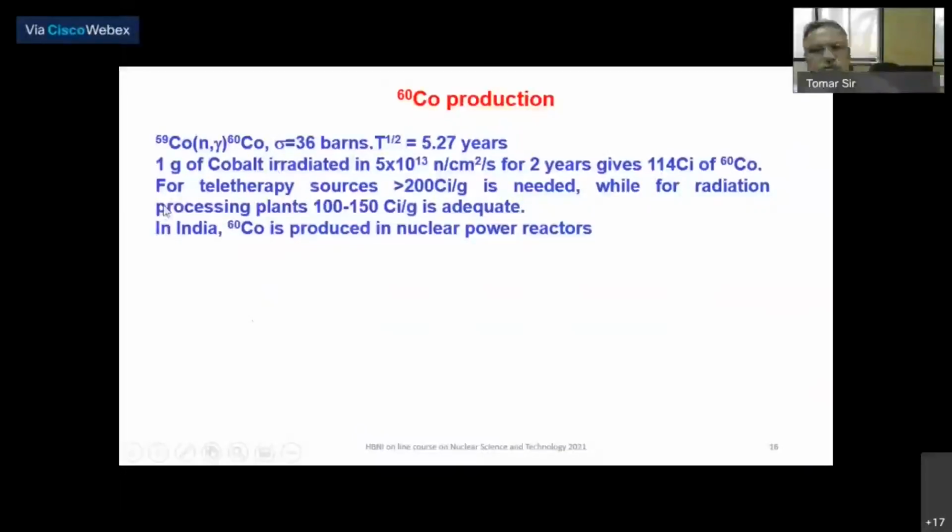For teletherapy, you need more than 200 curie per gram. For radiation processing plants, you get 100 to 150 curie per gram. So depending upon the requirement, and in India, in the nuclear research reactor, you don't have that much space to irradiate a large quantity of cobalt for a long time. So nuclear power reactors are used to produce cobalt-60.